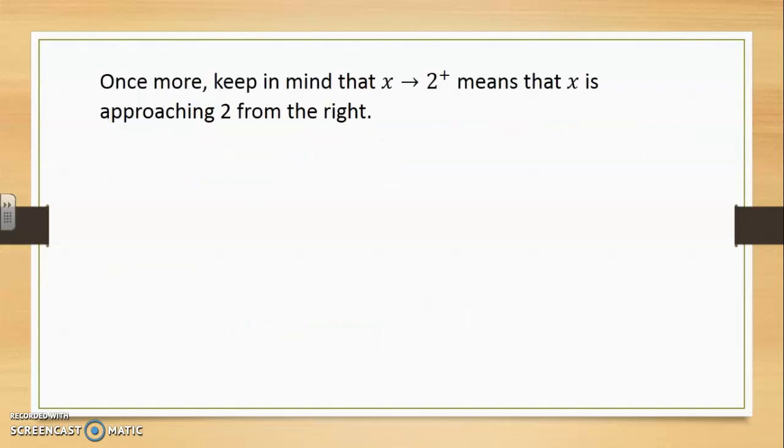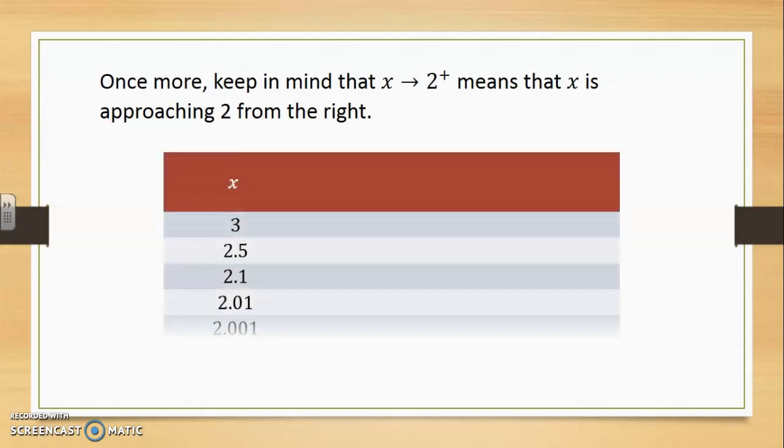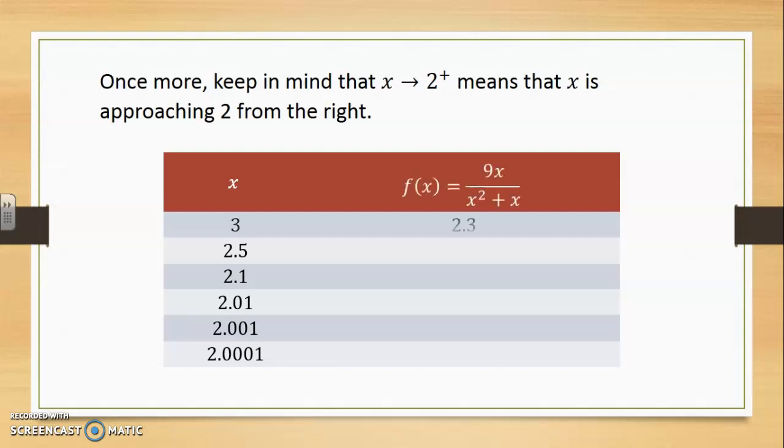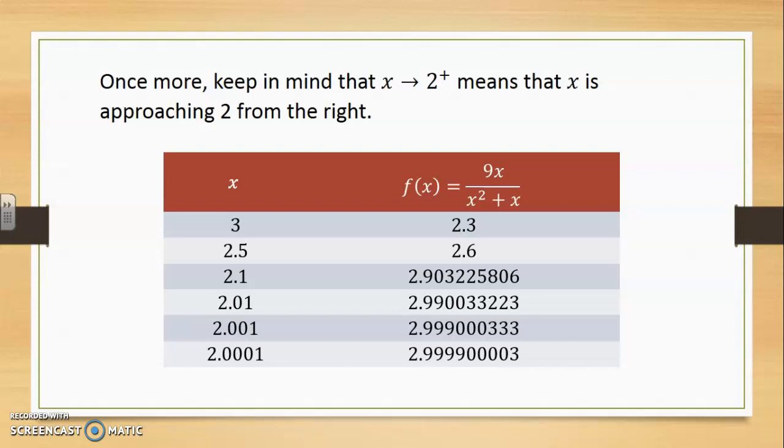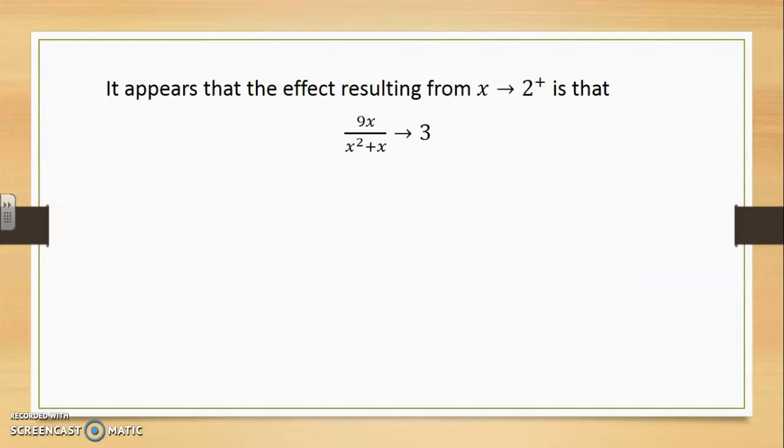Once more, we're going to keep in mind that as x heads towards 2 plus, it means that we are letting x approach 2 from the right only. So, as a first step, we've constructed a sequence of values of x that are approaching 2 from the right. Then, we can evaluate the function's value at all of these numbers. Notice how the function's values are approaching 3 as well. So it appears that the effect resulting from x heading towards 2 from the right is that 9x over x squared plus x is heading towards 3.